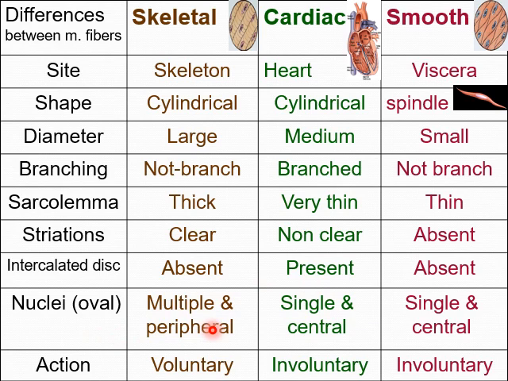The nucleus in the skeletal is multiple, peripheral, and oval, while that of the cardiac is single, central, and oval, as is the smooth. As for the action, only the skeletal muscle is voluntary, while the cardiac and the smooth are involuntary.